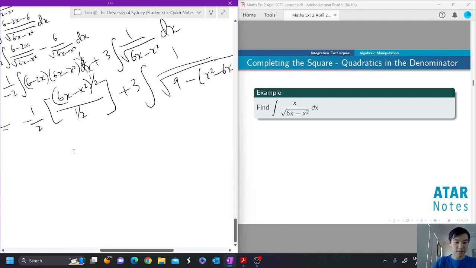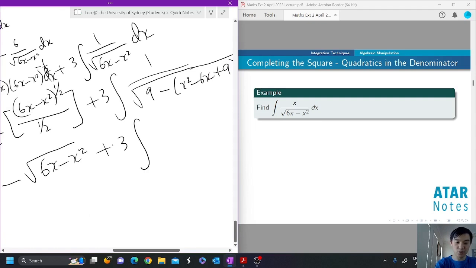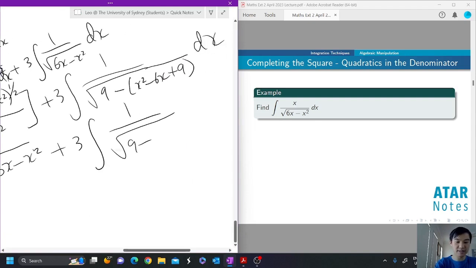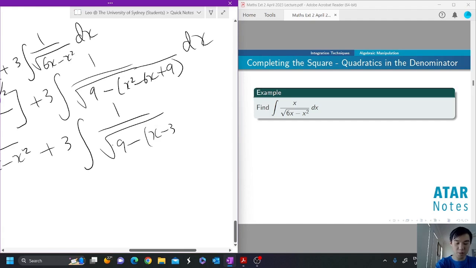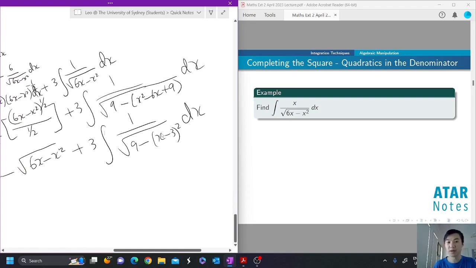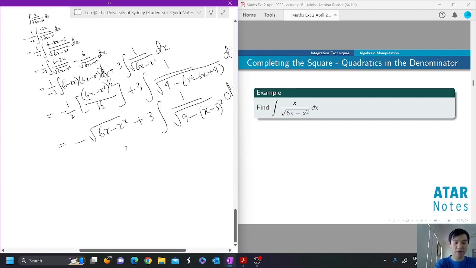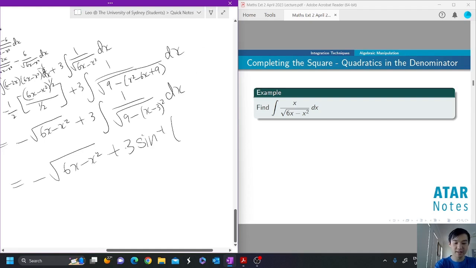So now this thing is going to be negative root 6x minus x squared, and this will be plus 3 times the integral of 1 over root 9 minus x minus 3 squared. And the reason why we completed the square now is you can see this is a standard form that we learned in extension 1, because we know it will lead to inverse sine. So therefore, our final answer is going to be negative root 6x minus x squared plus 3 times inverse sine x minus 3 over 3 plus c.